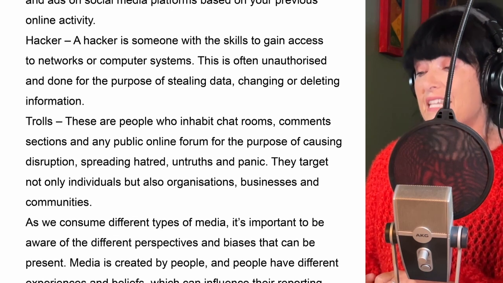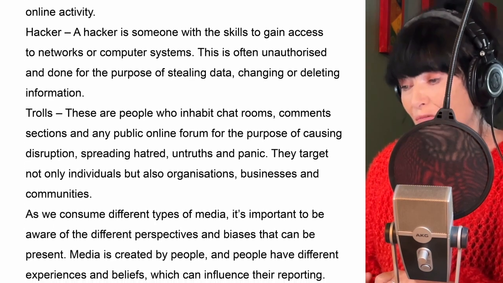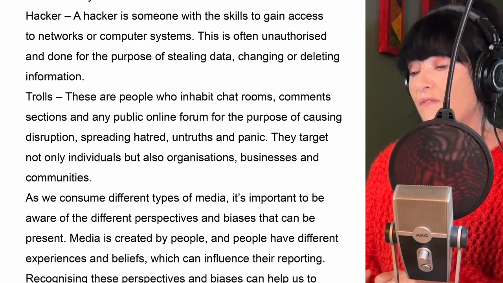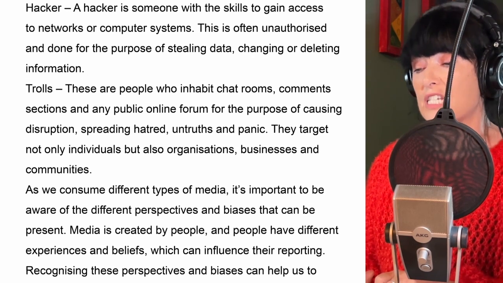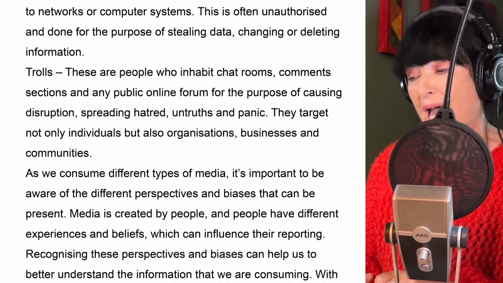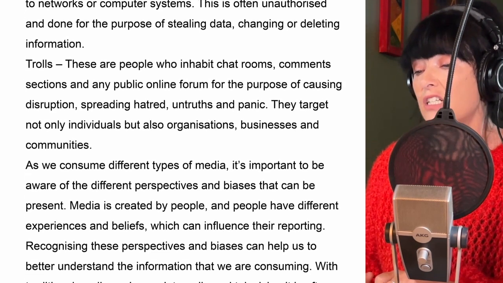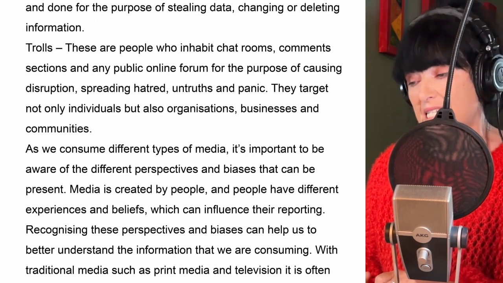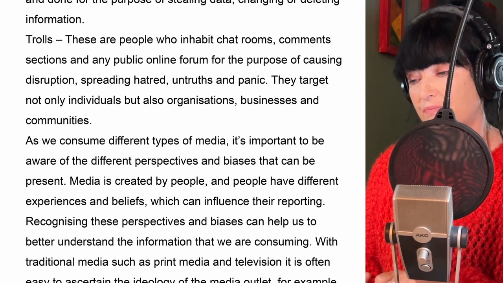Trolls. These are people who inhabit chat rooms, comment sections, and any public online forum for the purpose of causing disruption, spreading hatred, untruths, and panic. They target not only individuals, but also organizations, businesses, and communities.